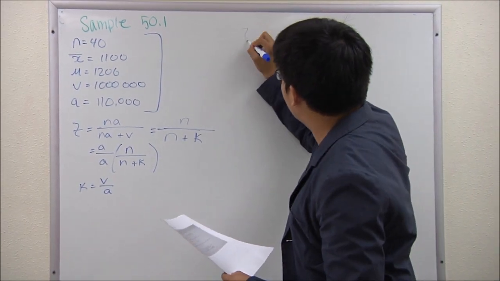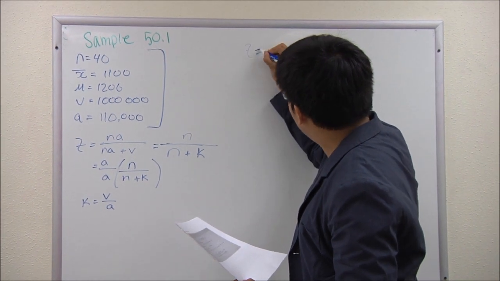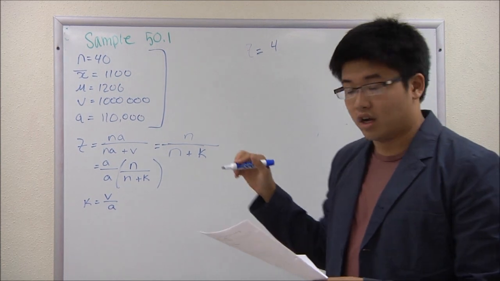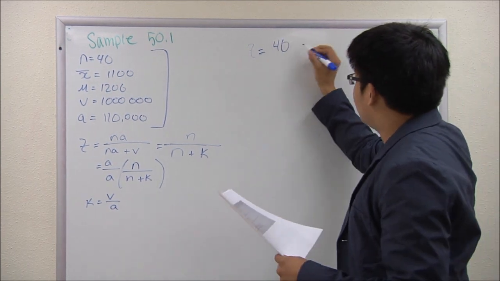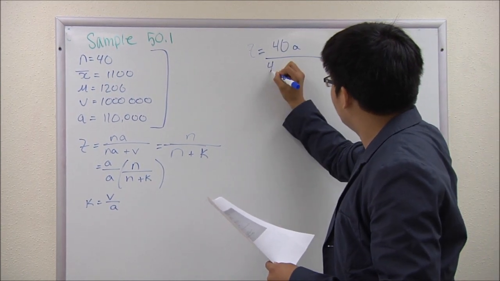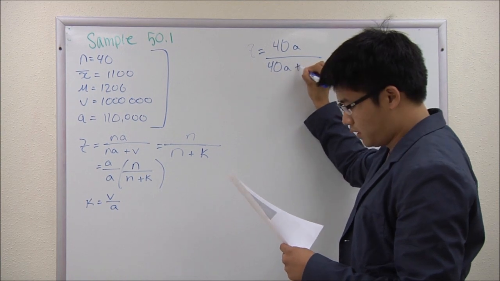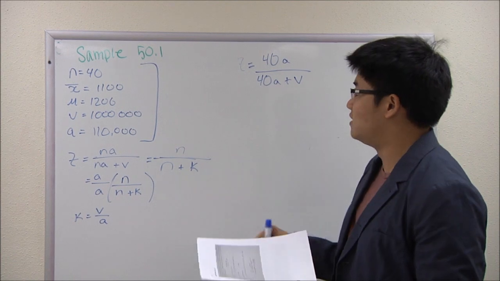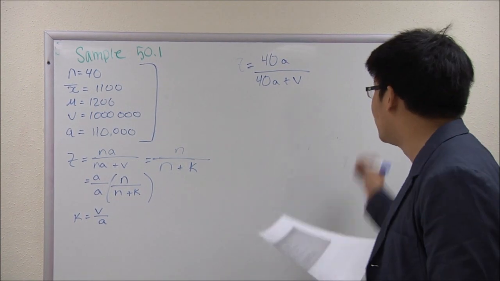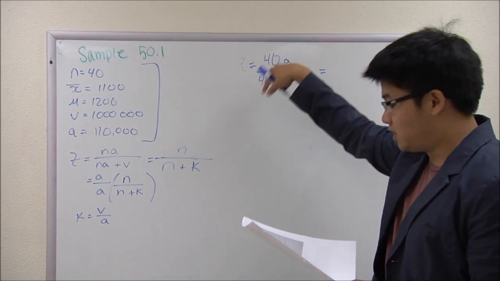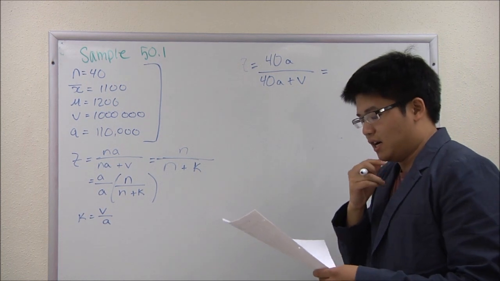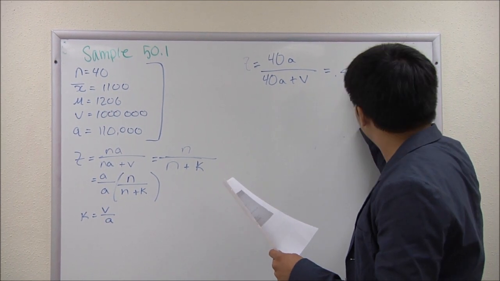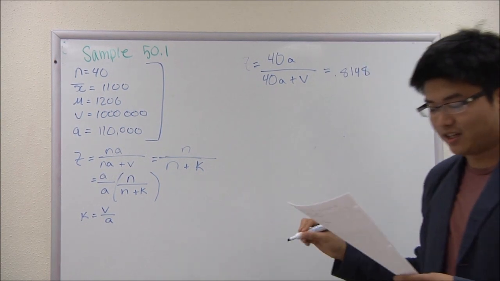So let's find Z. Your N is equal to 40, because that's all of your exposure units added up. So you have 40A over 40A plus V. We know our V is equal to 1 million, and we know our A is equal to 110,000. When you stick it in and add it up, algebra 1, you get 0.8148, and that is your Z.